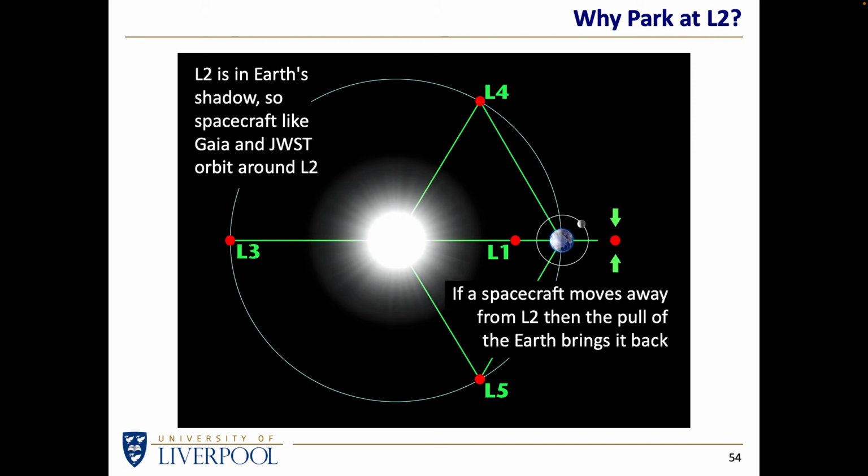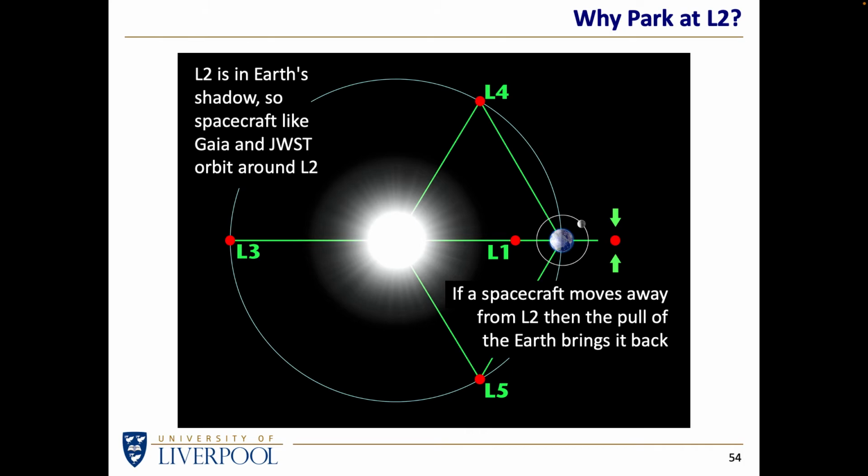What happens if an object moves slightly away from L2? Well, if it moves away in the sense of this diagram in the downward sense, the Earth is pulling it back up again because there's a component of the Earth's pull which is partly pulling it towards the Earth and partly pulling it upwards. So if the object drifts away in the downward sense, it gets pulled back towards the L2 point. And similarly, if it drifts away in the upward sense of this diagram, it gets pulled back again.